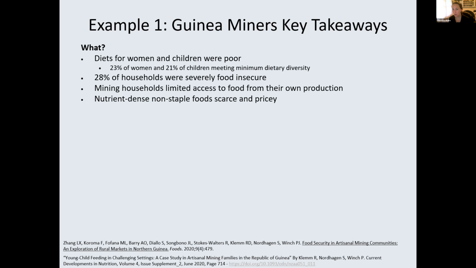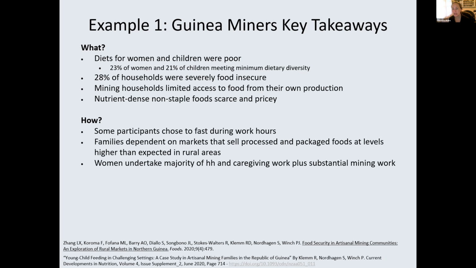But what they really wanted to know is what is driving food choice that contributes to this situation that might be amenable to program and policy intervention. So their design allowed them to say how the Guinean miners caring for children eat. And they noted in particular that some participants chose to fast during work hours, and that families were dependent on markets that sell processed and packaged food at levels higher than expected in a rural area.